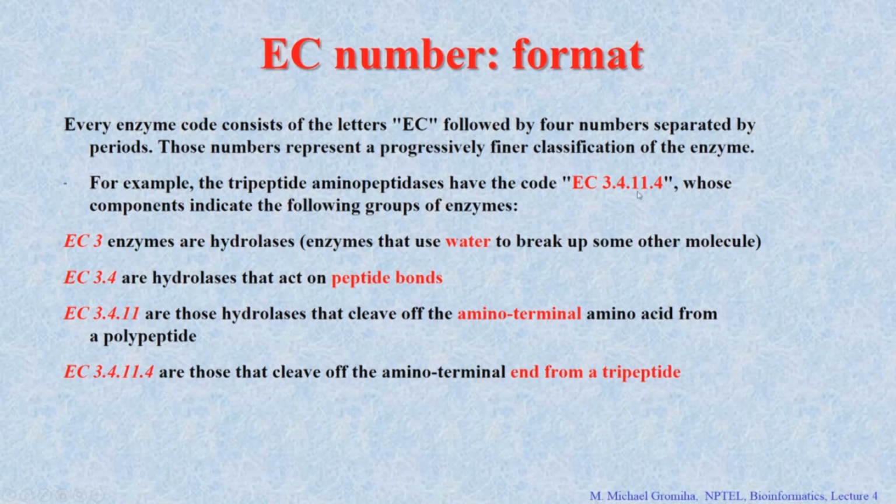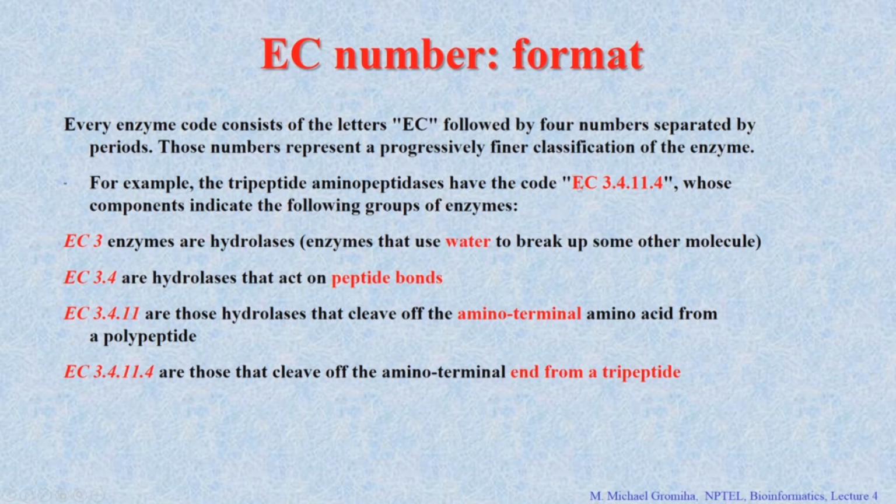Now, for these enzymes the database gives 4 different numbers. This is called the enzyme commission number, and it has 4 numbers separated by dots. For example, here I mentioned EC 3.4.11.4. Each number and each classification has a meaning. If you see this one, EC 3.4.11.4, it means a specific type of enzyme.